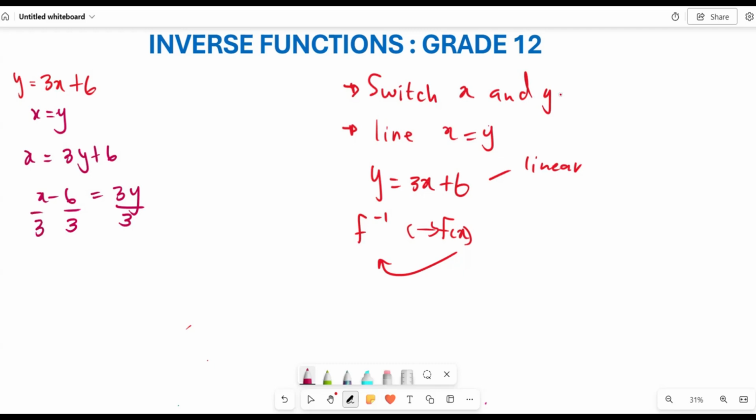So which means now your value of y, or rather your function here, would be what? Your y will be the same as x over 3 minus 2, right? Isn't it so? Because negative 6 over 3 is the same as negative 2, right? So this will be the basic understanding of our inverse function.